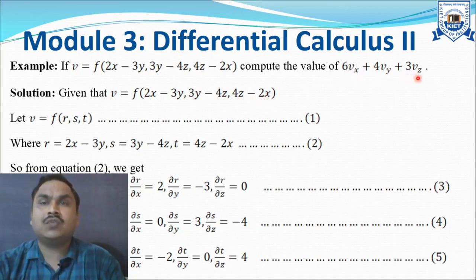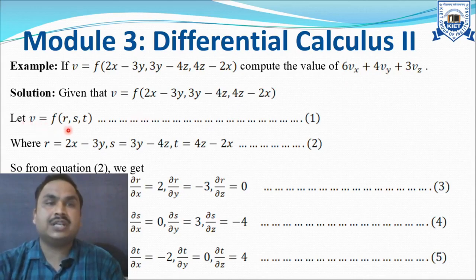To obtain the required value, we redefine v to be a function in r, s, t initially, where r equals 2x minus 3y, s equals 3y minus 4z, t equals 4z minus 2x. Also differentiating equation 2 partially, we shall get partial derivatives of r, s and t with respect to x, y and z as ∂r/∂x equals 2, ∂r/∂y equals minus 3, ∂r/∂z equals 0.